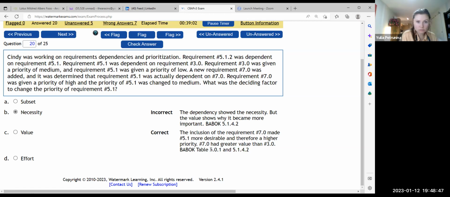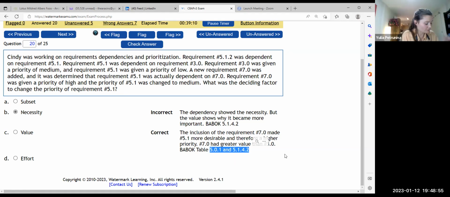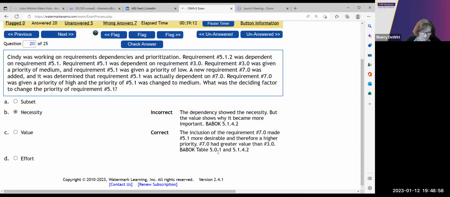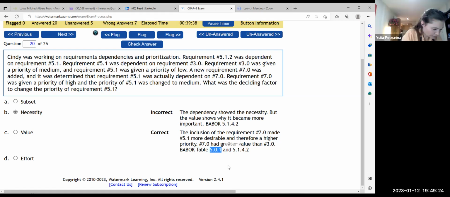If we open the book, 5.0.1 doesn't have value and 5.1.2 doesn't have value. I'm looking right now, 5.0.1 does have value: maintain requirements for reuse to extend value beyond the current initiative. Value is the worth, importance, or usefulness of something to a stakeholder within a context. Okay, well, that one does work. Because they added 7, it is now more valuable than 5.1, so it flips. Where do you read it?